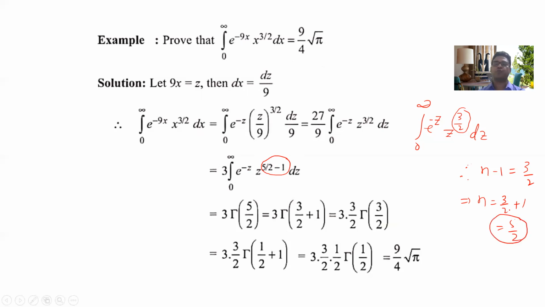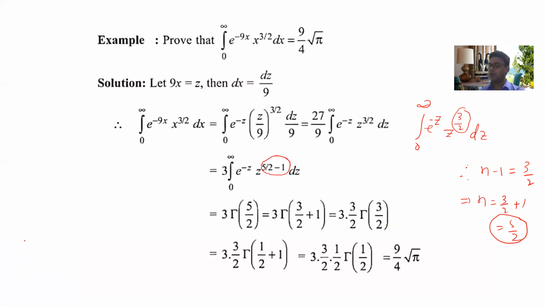Your n is equal to 5 by 2. Very simple. Just to check, whatever the power you have, you should consider n minus 1 is equal to that expression. So from this relation, you have to find the value of n. Now substitute here. Now from here it is clear that n equals 5 by 2. So gamma 5 by 2. So here it is clear that 5 by 2 is above 1. So that's why this 5 by 2 can be expressed as 3 by 2 plus 1, formula wise.